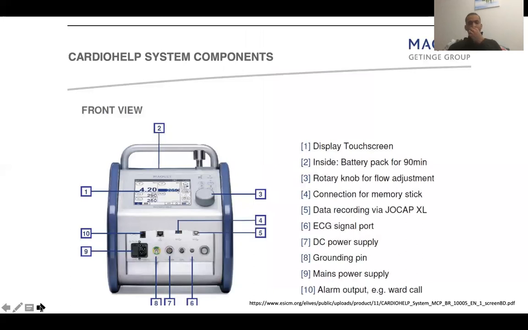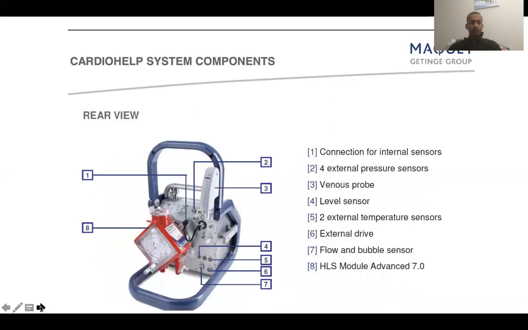Maquet and Tandem are two of the major companies. Here is an example from Maquet, the CardioHelp. You have the touch screen, and these are some of the knobs, the EKG ports, the power supply, and the alarm output. This is the rear view that shows you the red oxygenator, and some of the sites where you can connect the sensors and the ports where you can draw post-oxygenator blood.